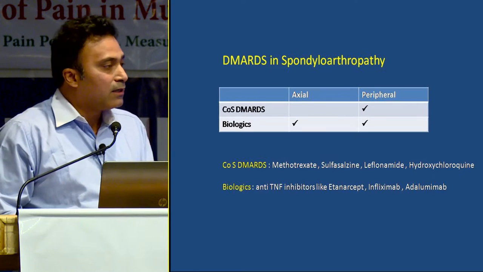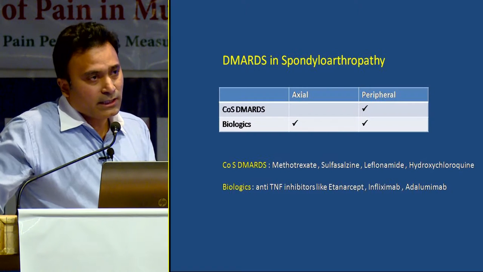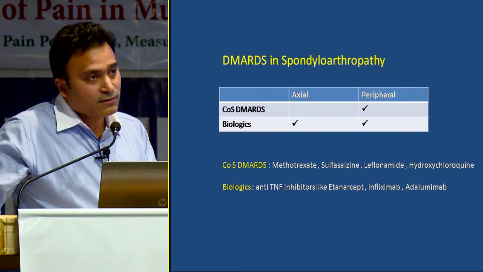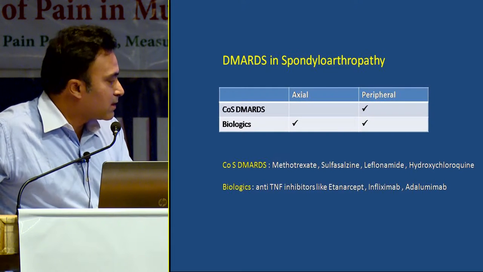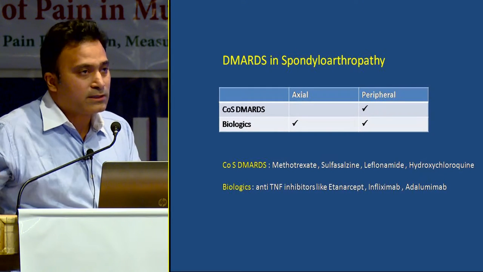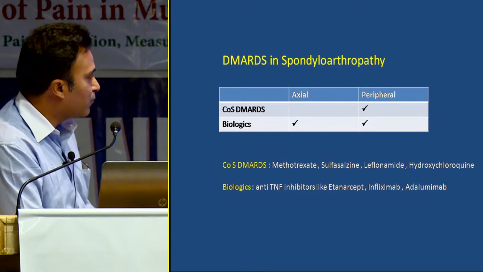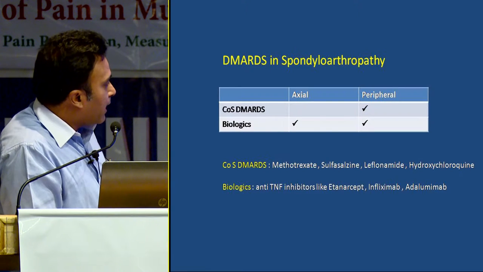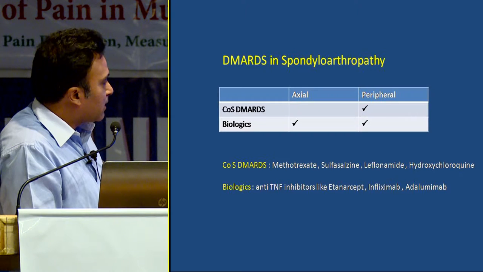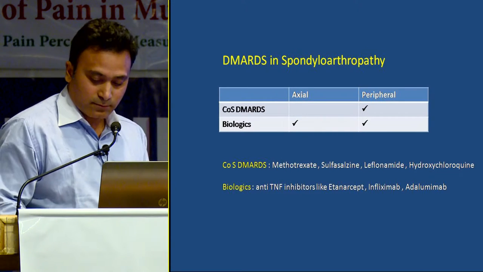in axial spondyloarthropathy. But still most rheumatologists in India use sulfasalazine with some benefit, and many of them believe sulfasalazine works in axial spondyloarthropathy. Probably it could be its effect on the gut microbiome, we really don't know. But it is somewhat of use, though the data available is not really convincing. In peripheral spondyloarthropathy, conventional synthetic DMARDs do work, and biologics also work very well.